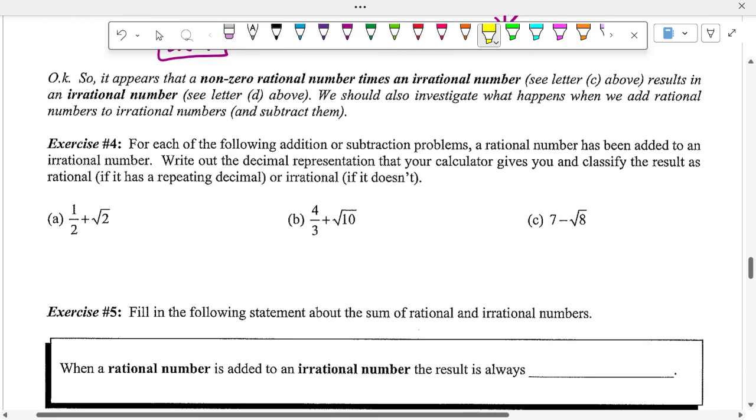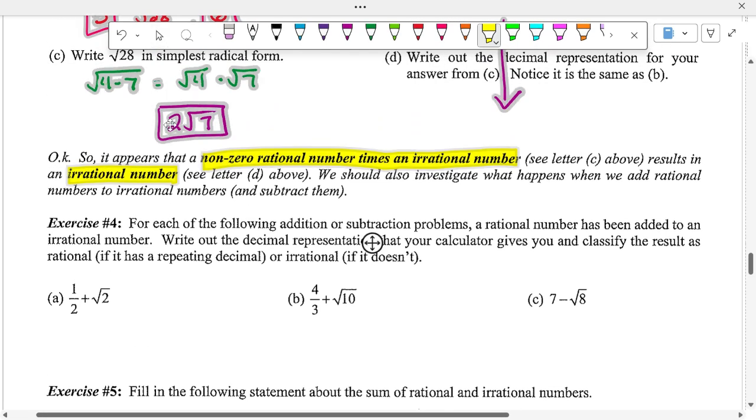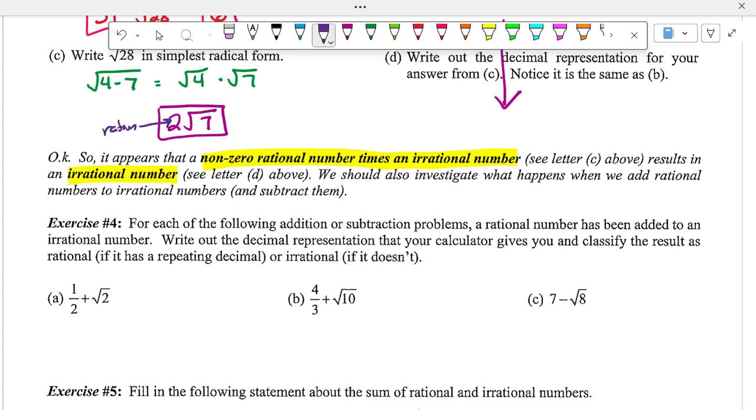Almost done. So it appears that a non-zero rational number times an irrational number results in an irrational number. So in other words, 2 is a rational number. So that's rational. Square root of 7 is irrational. So if we multiply a rational and an irrational number together, we get an irrational number. All right, that's always true. Rational times irrational is irrational.